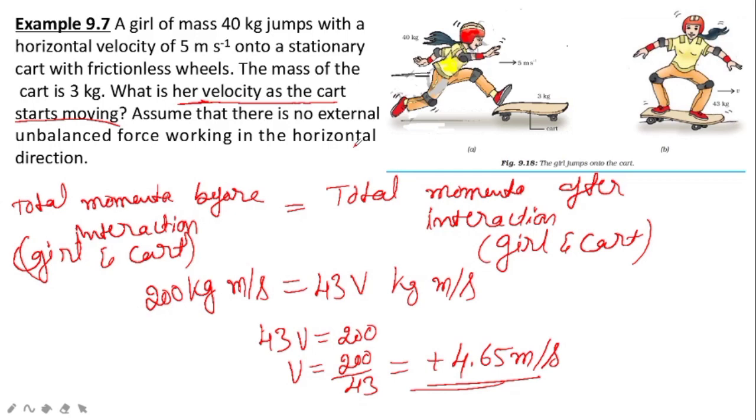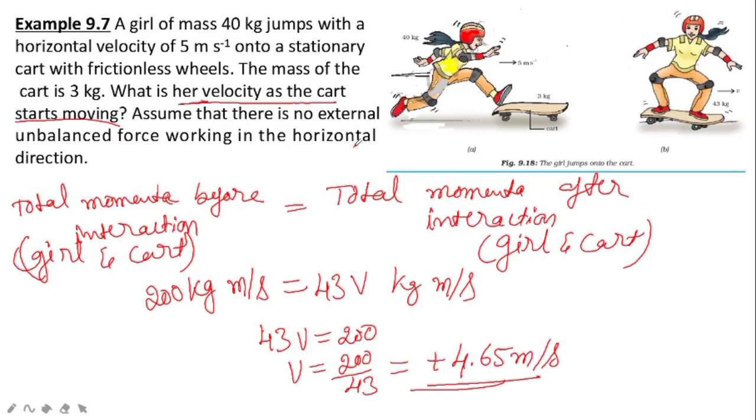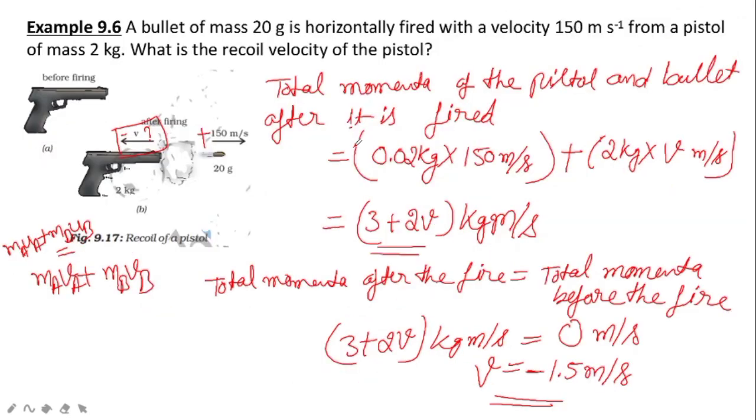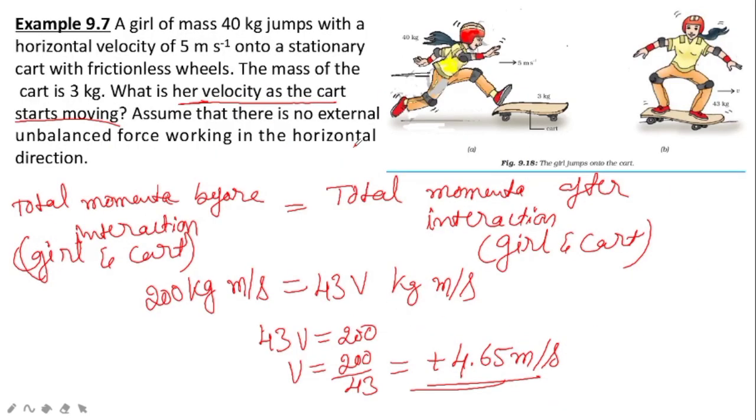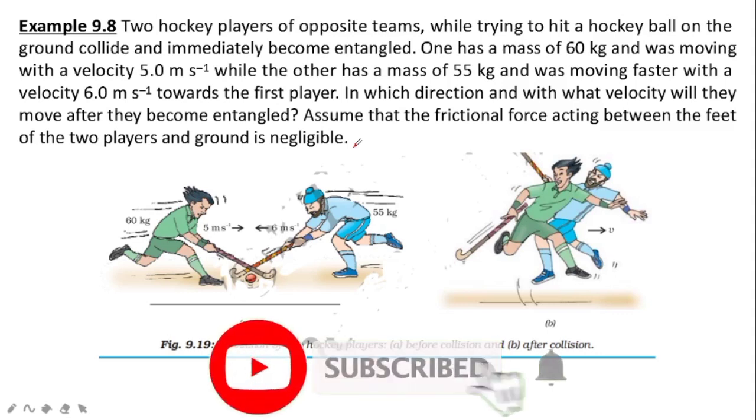So this is the way of solving this problem. Now you have one more problem here. That is example 9.8. Since you have learned how to solve examples 9.7 and 9.6 by using conservation of momentum, now try to solve this problem by yourself. Clear? And you have time for that. If you didn't get the answer, I will give you the answer for this problem, that is how to solve this problem, in the next video. Clear? Till then, please all of you try to solve this problem.